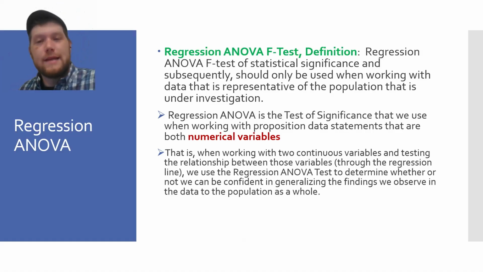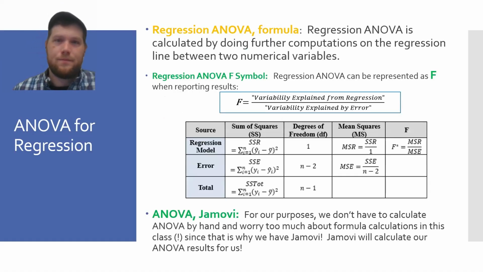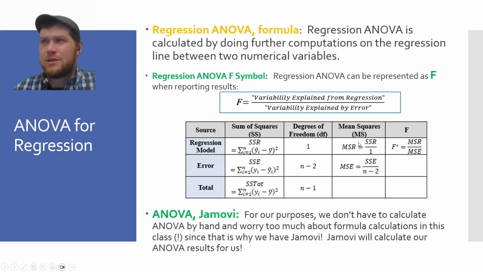But when using two continuous variables and testing the relationship between those two variables, we can use the regression ANOVA test to determine whether or not we can be confident in generalizing the findings we observed to the data population as a whole. The regression ANOVA is calculated by using further computations of the regression line between two numerical variables. So the formulas that fit the regression model use the same idea of sums of squares, just described a little differently compared to the previous module.